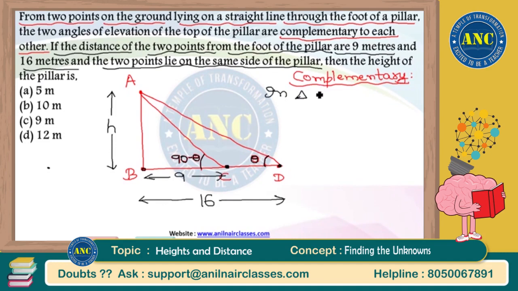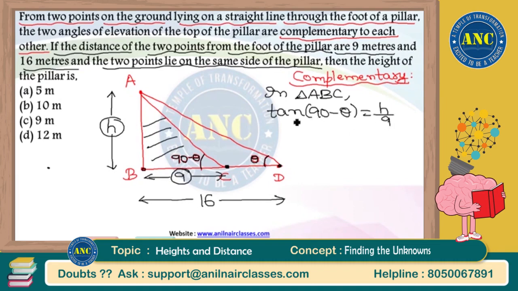So if I take the smaller triangle ABC, tan of 90 minus theta is opposite by adjacent. Opposite is h, adjacent is 9. So it is h by 9. But tan of 90 minus theta from allied angles is nothing but cot theta. So cot theta is nothing but h by 9. This is my first equation.